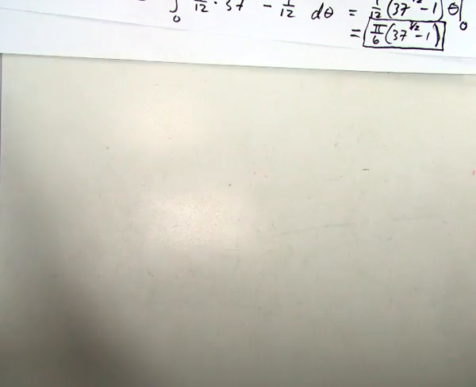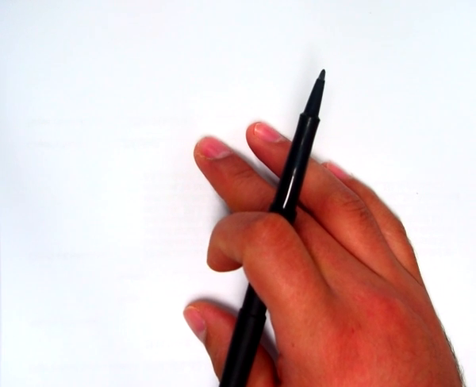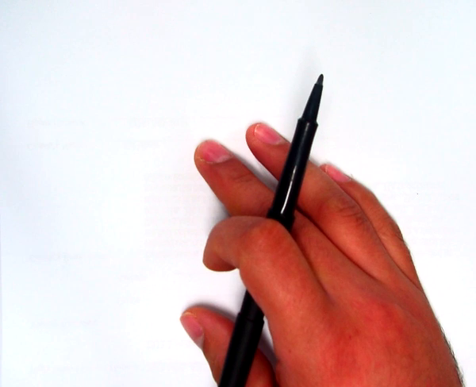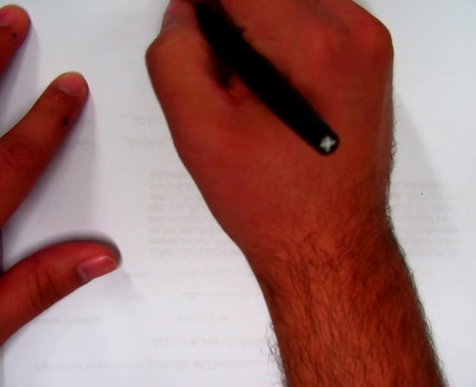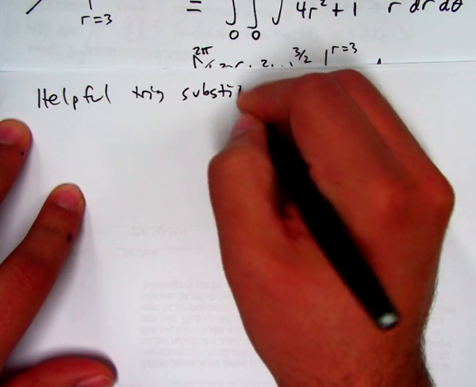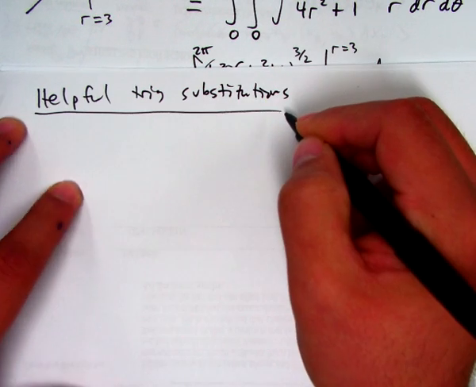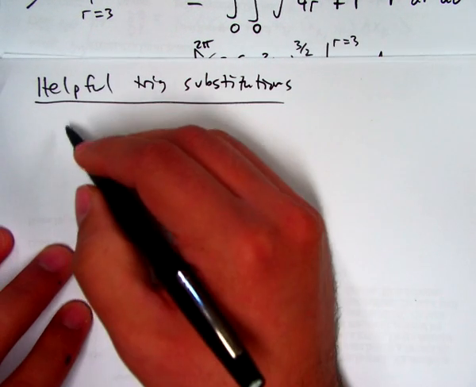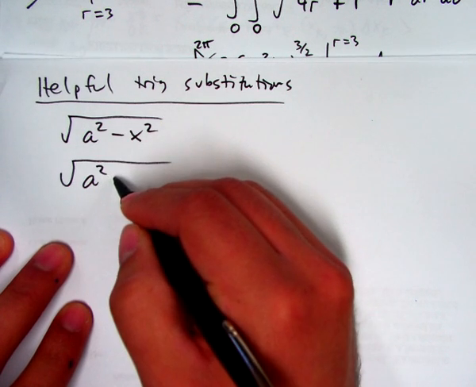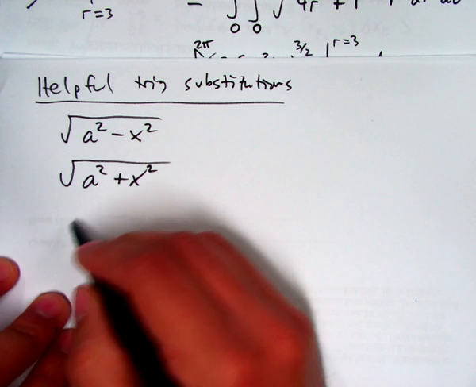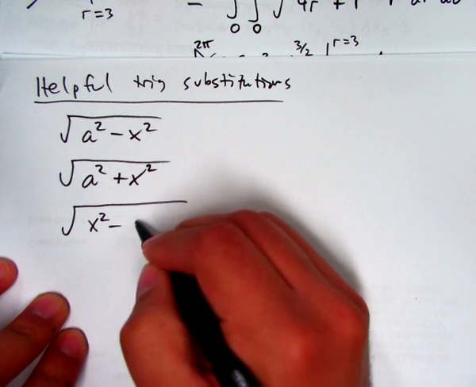But here's something I do want you guys to write down because I know that some of you haven't checked the trig substitution supplement. I recommend that you really look through that if you haven't done too many of those. Here are some helpful trig substitutions whenever you see square roots that look like some constant minus x squared or some constant plus x squared, or x squared minus a squared.